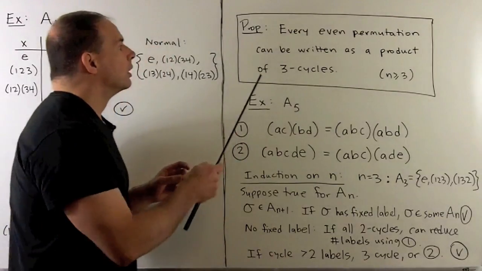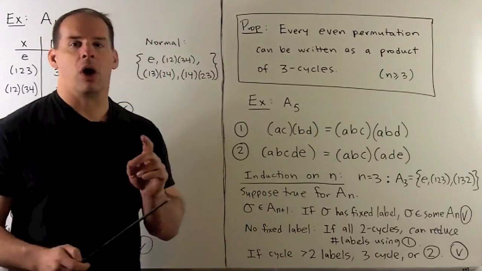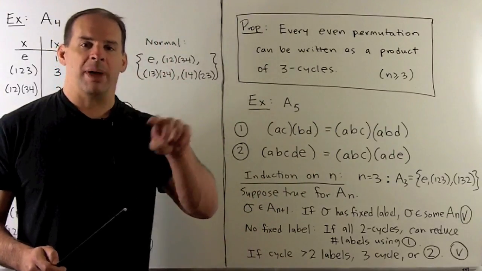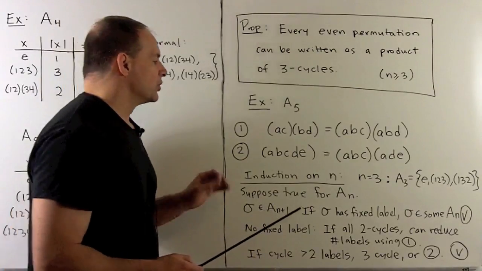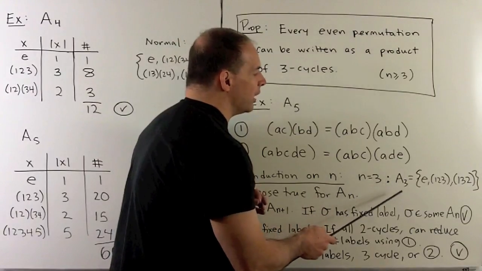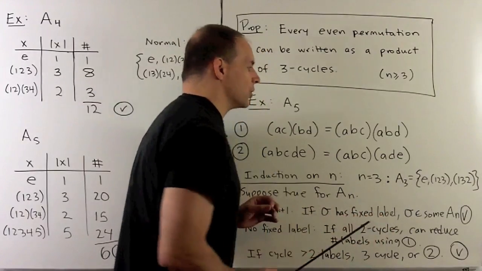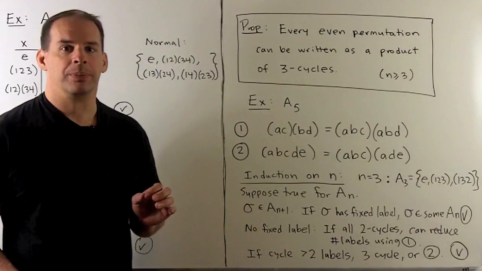Now, let's show the proposition. So we're going to use induction on the A sub n that our permutation lies in. For our base case, we have n equals 3. For A3, we have the identity and two 3 cycles. So our proposition holds in that case.